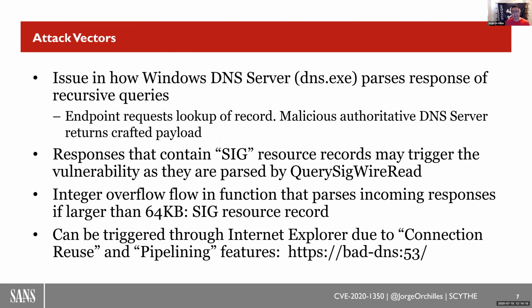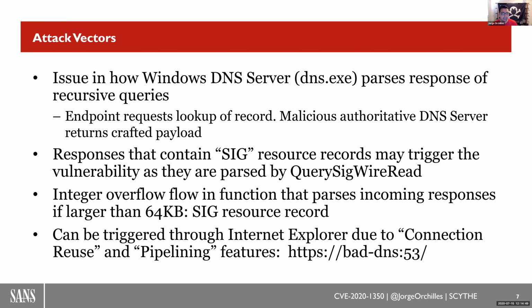Now, it's not any response that will do that. It has to be what's called a SIG resource record. And that will trigger because it will be parsed by a particular function called query sig wire read. And we mentioned that this is a pretty basic integer overflow because it is. Anything larger than this 64 kilobytes would trigger this particular vulnerability to be exploited.